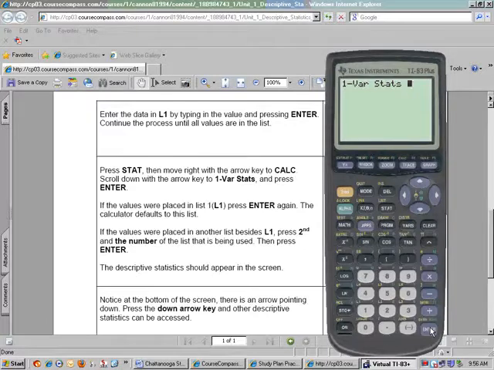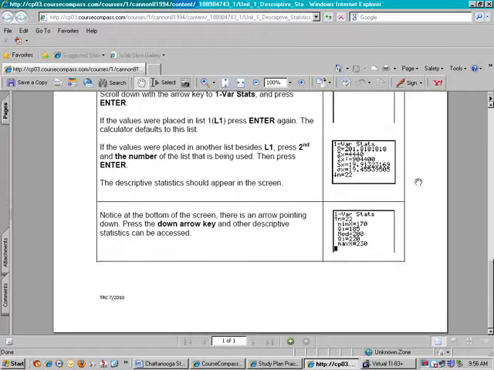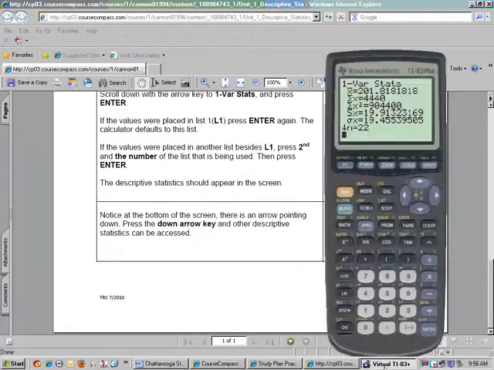It doesn't matter. But notice our values are in list 1. So you push second and the number 1, because above number 1 it says L1. And it will say, okay, I'm going to calculate one variable statistics on list 1. But you've got to be sure to push enter. Now you will have a set of values that will come up on your screen. Let me scroll down. You can see they should be the same ones that we have. I want to go through and show you what we have.